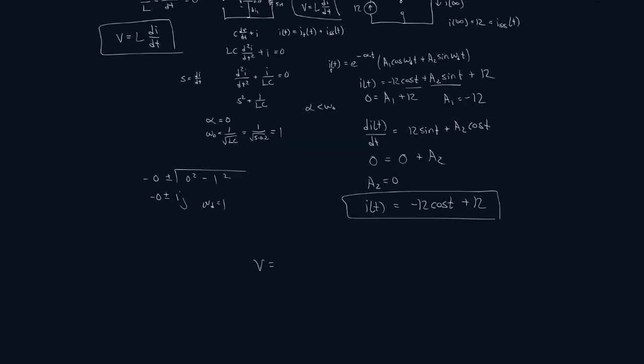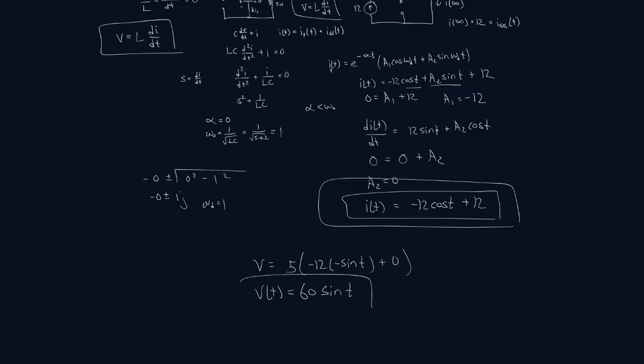So V is equal to the inductance value, which is 60, times the derivative of all of this. So it's just going to be minus 12 times minus sine t plus 0. Wait, sorry, not 60, my bad. It was 5, okay, and it's 60 times sine of t, and that's your final answer.